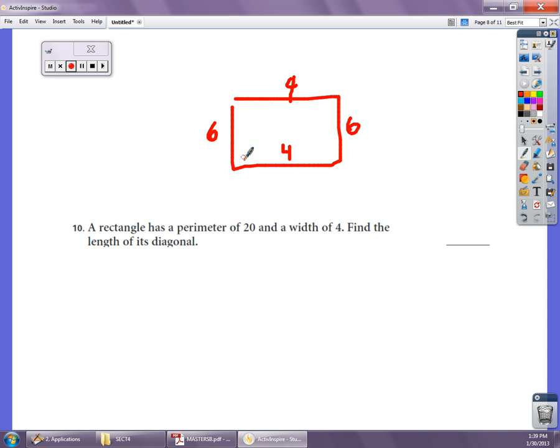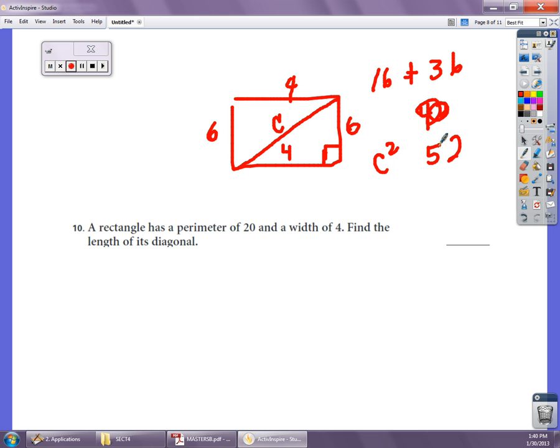Find the length of the diagonal. So the diagonal would be the line that goes all the way across. Well, we know this is a right angle. So we can use the Pythagorean theorem. 4 squared plus 6 squared. 16 plus 36 is equal to 52. So C squared, remember it's C squared though, so you have to square root C. So I'm going to square root both sides. And you get C is root 52. Oh, I'm sorry. You could actually do root 4 times root 13. So you end up with C. The exact answer for the diagonal is the length of 2 times root 13.